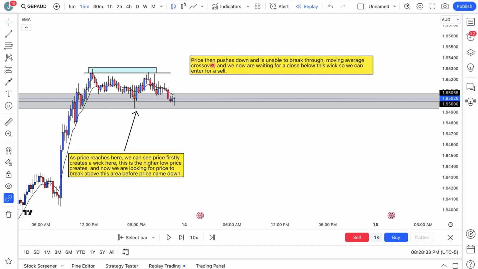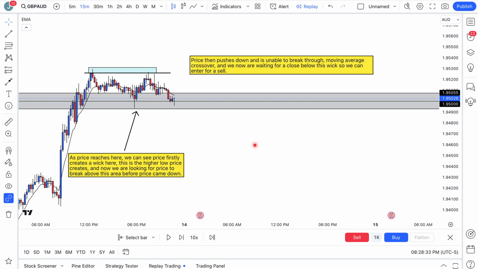Price then pushes up. As price reaches here, we can see price firstly creates a wick here. This is a higher low price creates, and now we're looking for price to break above this area before price came down. So we see price push up, come down, create this wick. So we're looking for price to push up.